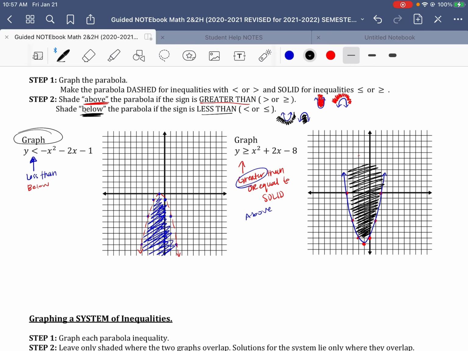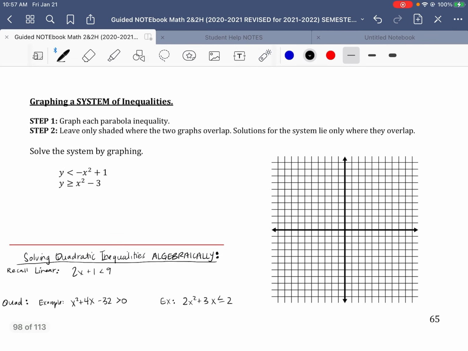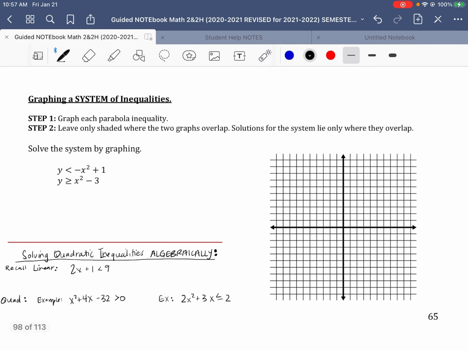Okay. Graphing a system of inequalities is just where we graph two inequalities on the same graph and then we shade their overlap. So this one you're going to do essentially the same thing. You're going to go ahead and graph this first function just like we did before. Notice that this function is a less than, so we're going to shade below, and it's going to have a dashed line.